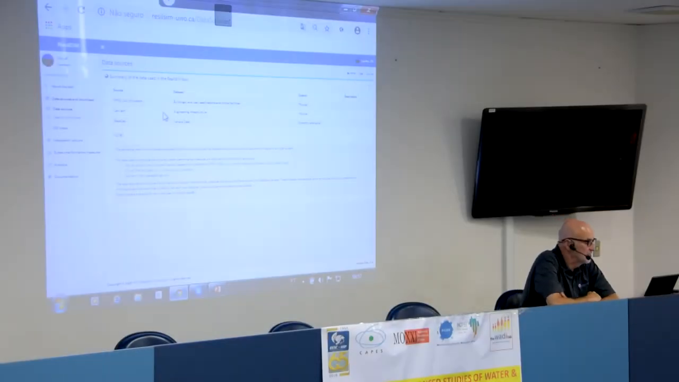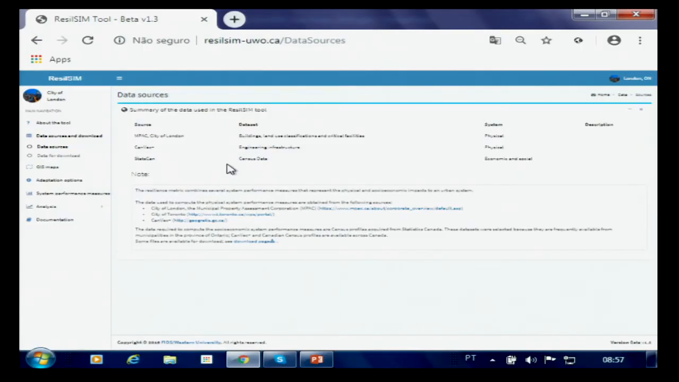The infrastructure data, the roads, railways, bridges, and everything else are obtained from the engineering infrastructure database. And this is all taken and stored independently in the database of the tool. So you don't have a delay in searching the web and accessing other databases. This is being done by the tool on a regular basis, and the tool takes the data directly from the database.